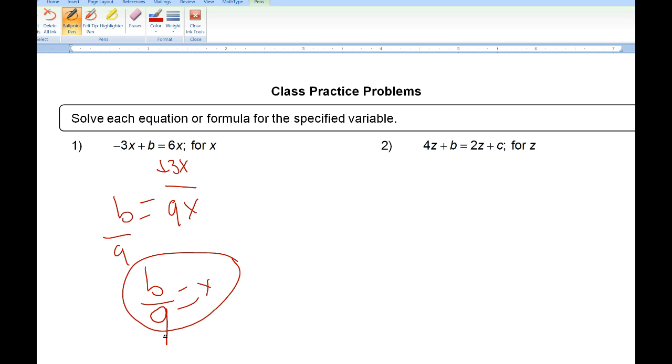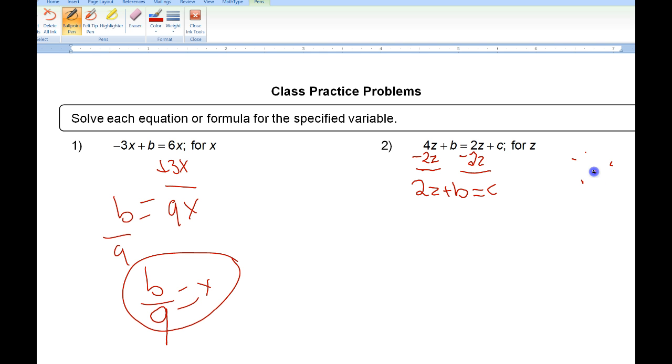Let's take a look at number 2. We're trying to isolate Z. I have a 4Z and a 2Z, so she's going to subtract the smaller one. Good, so subtract 2Z from both sides. And we get 2Z plus B equals C. Good. Now we're isolating Z, so we have to divide it by 2.